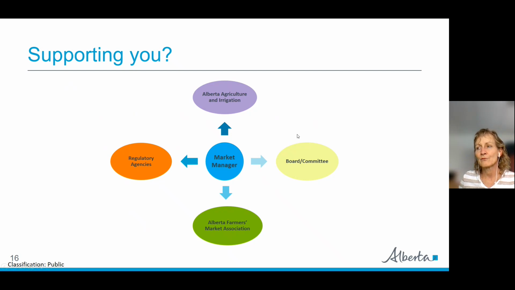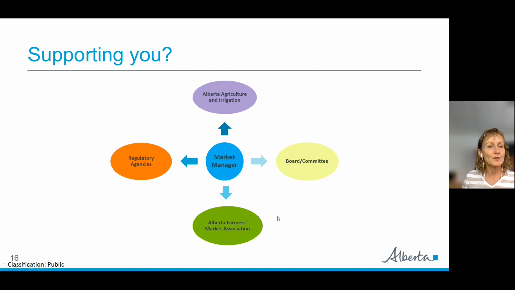Your board of directors, your advisory committee, is there to help you as well. Yes, they set the rules, they set the policies, but they're there to back you up as you enforce those policies and those rules on the vendors and within the market space. So that is somebody that you should always feel that you can go to and speak very candidly and freely with. And the Alberta Farmers Market Association is there to help you.